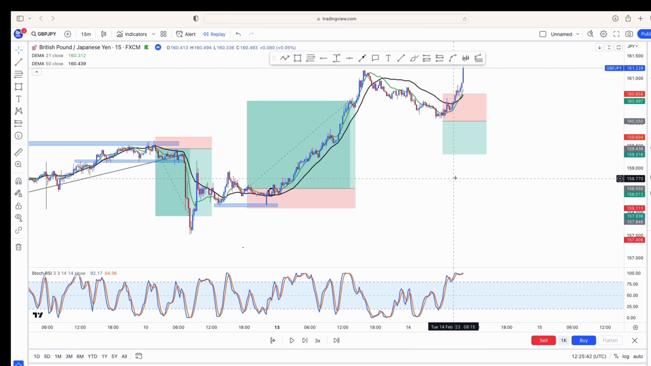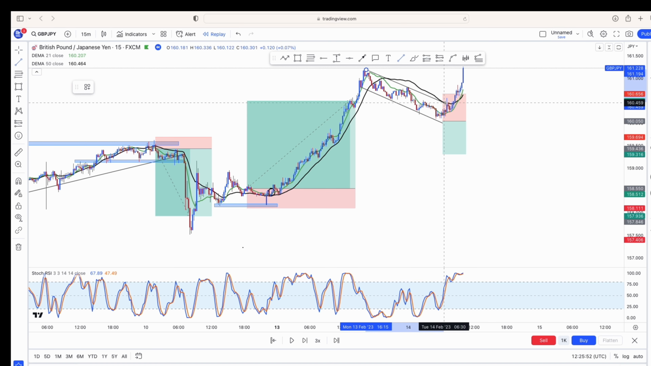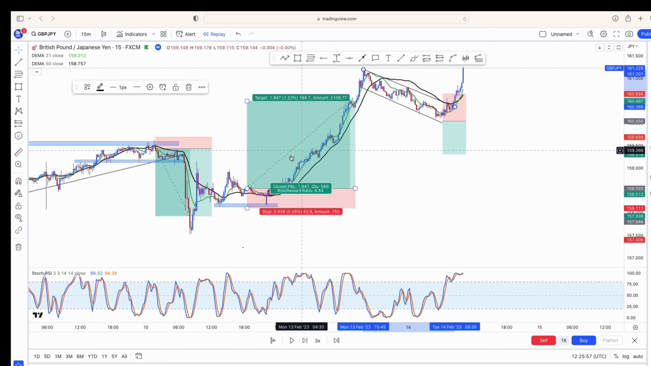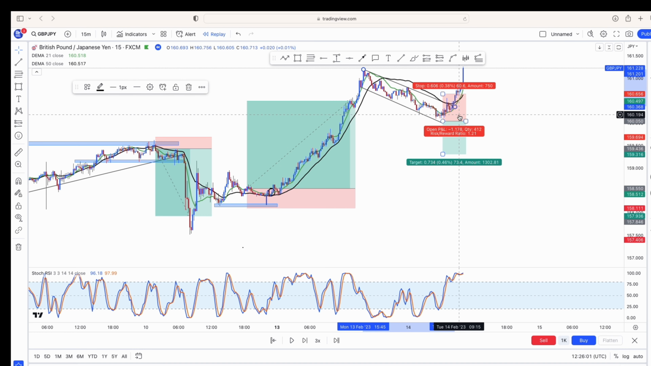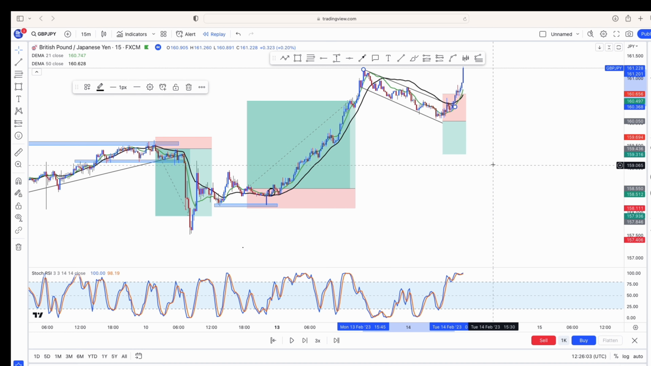So let's see what we can do here. There's no good entry here. As you can see, we didn't trigger, and if we didn't trigger, we want to check why. You can see that we had some correctional move, and this correctional move was in the form of a flag. If you trade patterns, you will see that this is a flag: impulse, correction, probably another impulse.